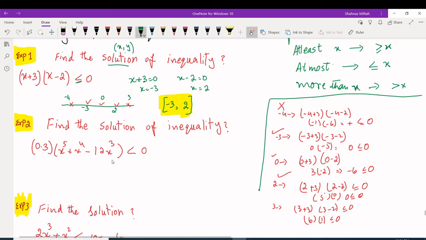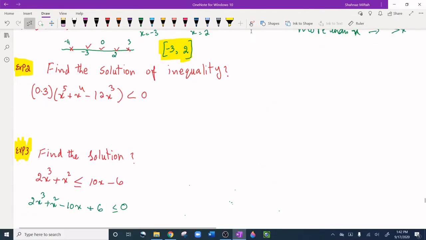Okay, let's try the next one. Example number 2. In example number 2, we have 0.3 x to the power 5 plus x to the power 4 minus 12x cubed less than 0, and we are looking for the solution of the inequality.